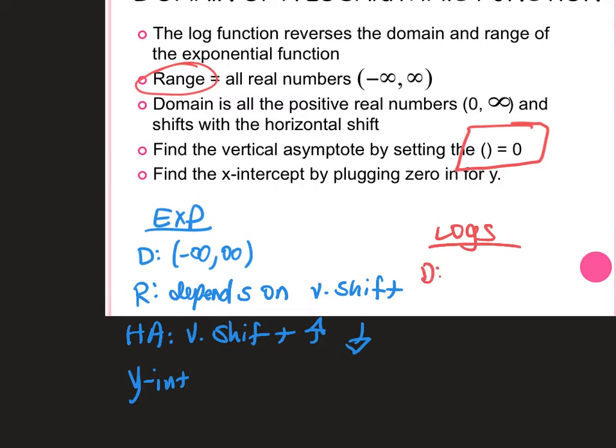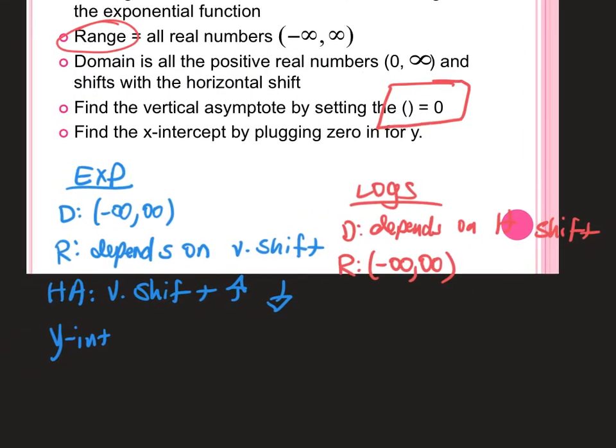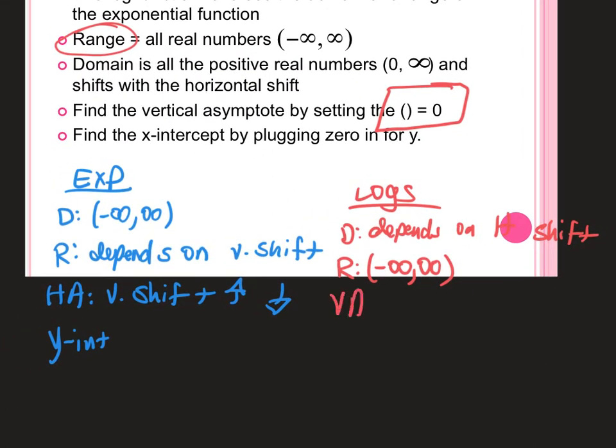When we talk about logs, it's the opposite. Your range in this case is negative infinity to positive infinity. Your domain depends on your horizontal shift. That's your left and right. Instead of having a horizontal asymptote, you have a vertical asymptote.